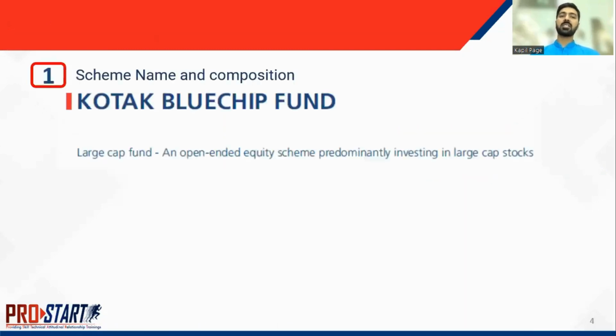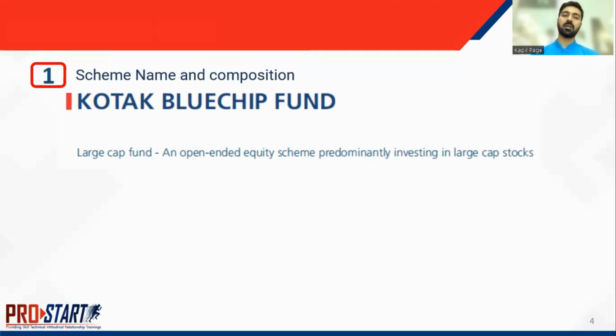So you can find out the scheme name and the composition of the fund. That is where the mutual fund is coming from and where it is going to invest. So like, for example, here you can see Kotak Blue Chip Fund. So Kotak is the AMC name or the mutual fund company who is launching this mutual fund. Where is it going to invest? It is going to invest in blue chip stocks. So a large cap fund, open-ended equity scheme predominantly investing into large cap companies. So that's what you will be able to find out by the name, by the scheme name.